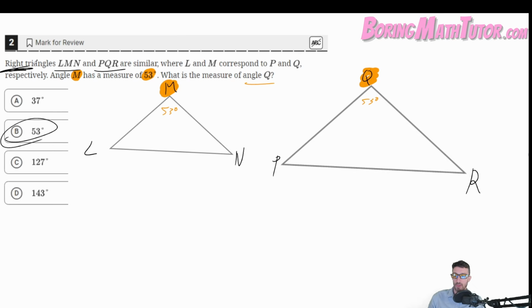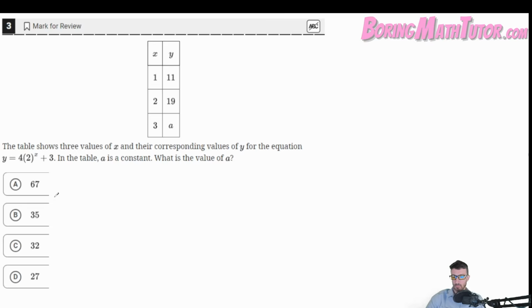We didn't even have to use the fact that it was a right triangle. All right, they're giving us an equation down here. Let's take that equation, and because they're asking for A, we can notice that A is in the table here as the (3, A). So what that means is you're going to take the Y value and replace it with A, and you're going to take the X value and replace that with a 3.